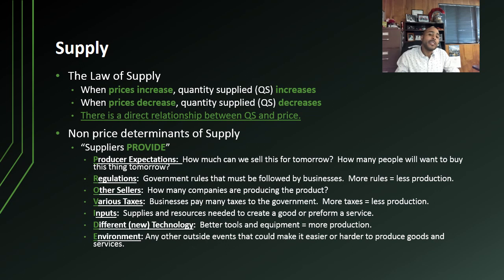environment. That doesn't just mean nature. Environment just means any other outside events that can make it either easier or harder to produce goods and services. For example, when Hurricane Harvey hit Texas, it made it much harder for us to produce goods and services, so the supply of services went down. However, other things, like for example, a really good growing season for corn, that would increase the supply of corn. So any kind of outside factor, whether it be something that's man-made like a war, or whether it be something that's from nature like a good growing season, all of those things could affect our supply.